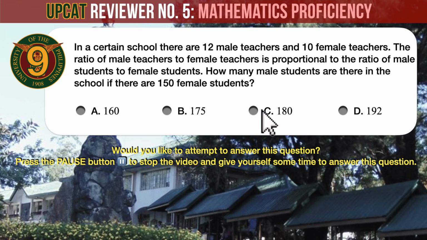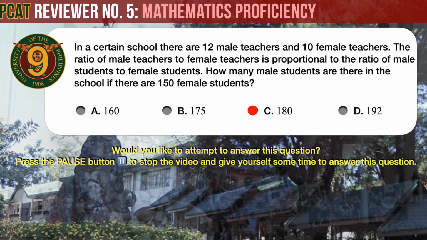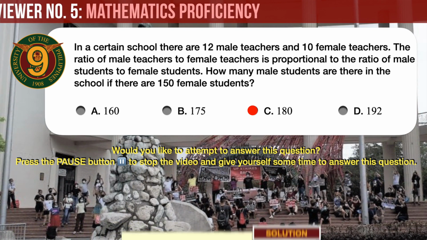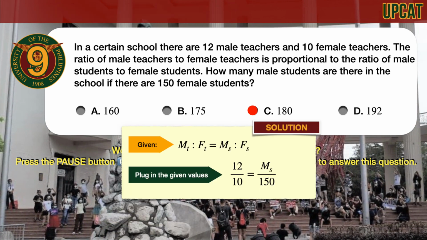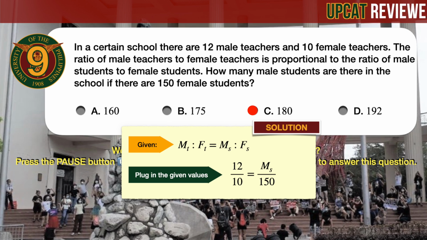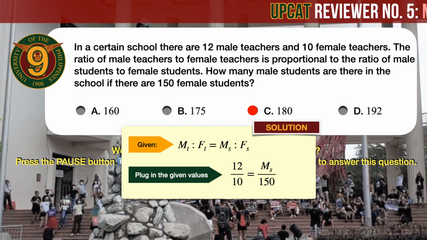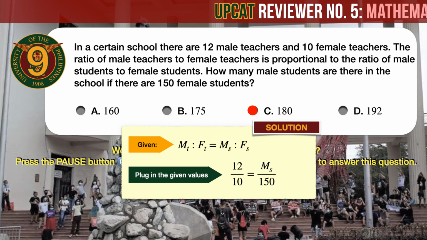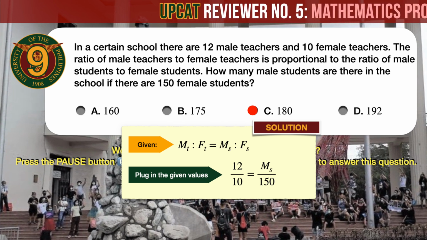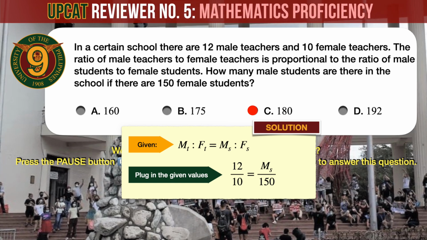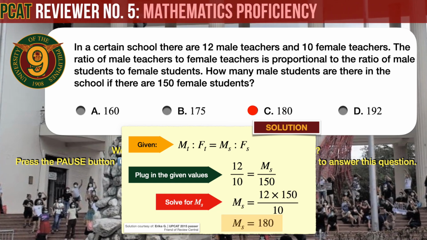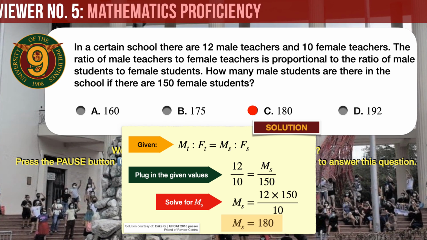The correct answer is C. There are 180 male students in the school. This is a simple ratio and proportion problem. The ratio of male teachers to female teachers is proportional to the ratio of male students to female students. The only unknown value is the number of male students, which is what we are looking for. So let's solve for MS. We should easily arrive at 180, the number of male students in the school.